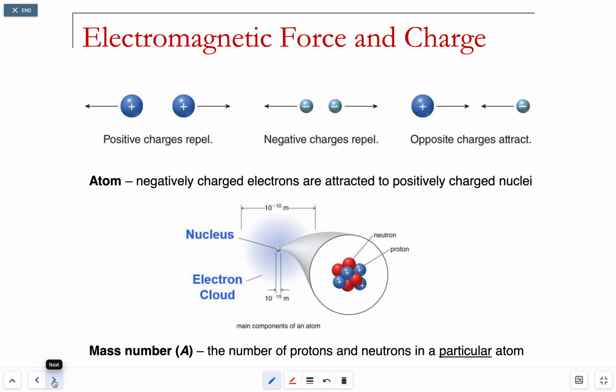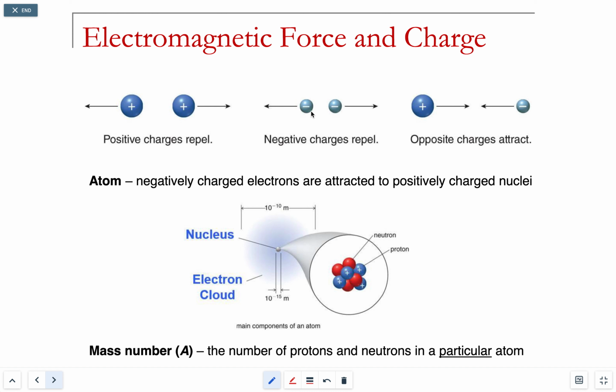Now, what is causing the negatively charged electrons in the cloud here to be bound, really, to the presence of the nucleus? Well, we have positively charged particles in the nucleus, and the electrons are negatively charged. Opposite charges attract. So this is the electromagnetic force that's causing the electrons to be bound to within the vicinity of the nucleus. The other thing that you should know about the electromagnetic force is like charges repel. So negative charges repel from one another, and positive charges also repel.